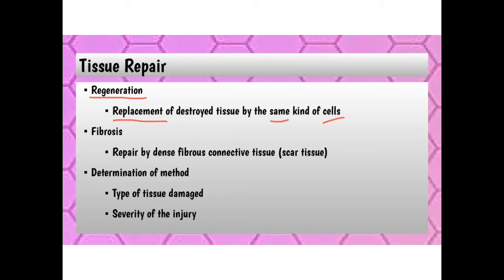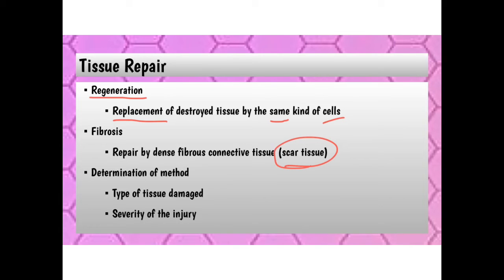So a good example of this can be the skin. Skin regenerates very easily. Fibrosis is repair of the tissue by dense fibrous connective tissue, so scar tissue. So any tissue that repairs itself by just replacing the damaged area with scar tissue, that would be fibrosis. And scar tissue will help with structure, but it's not going to have the same function.